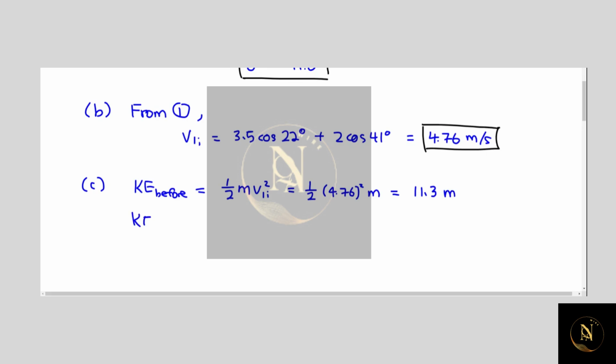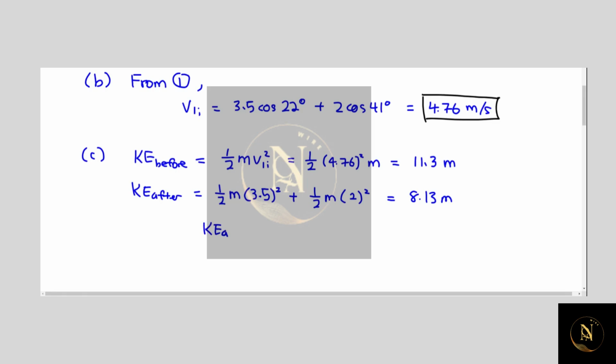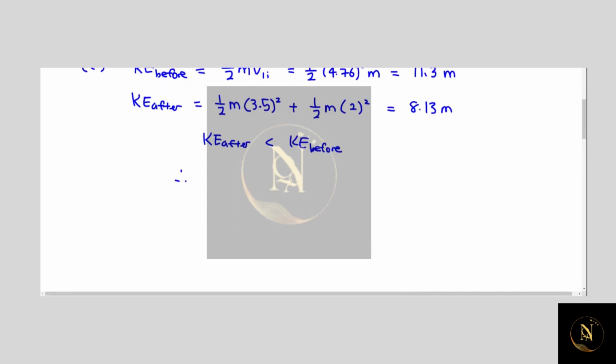Then the KE after is equal to half m, where the first ball is traveling at a speed of 3.5 meters per second and the second ball is traveling at 2 meters per second. When you do the calculation, you get 8.13 m. So you can see that KE after is less than KE before. The kinetic energy is not conserved.